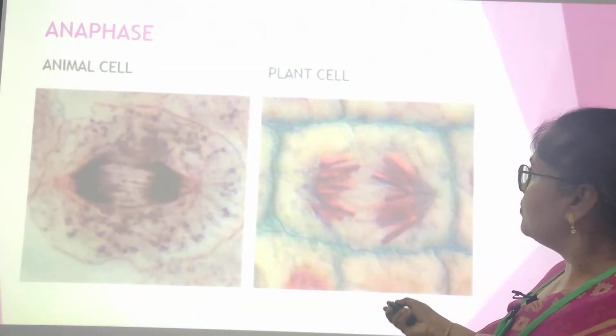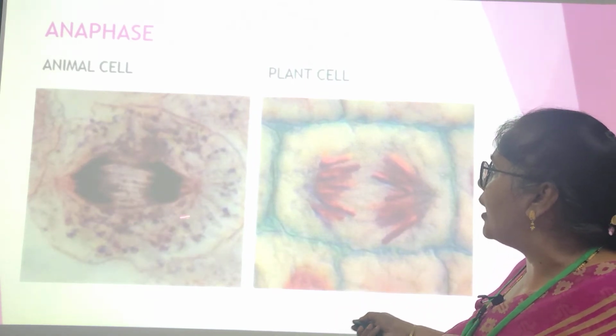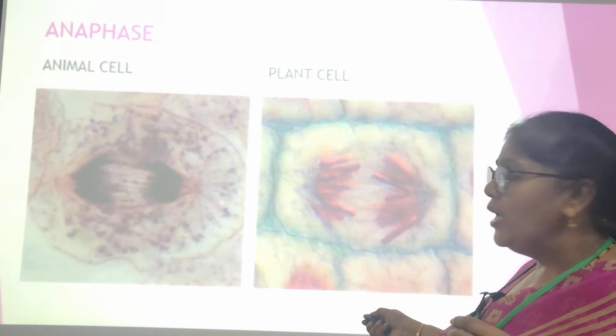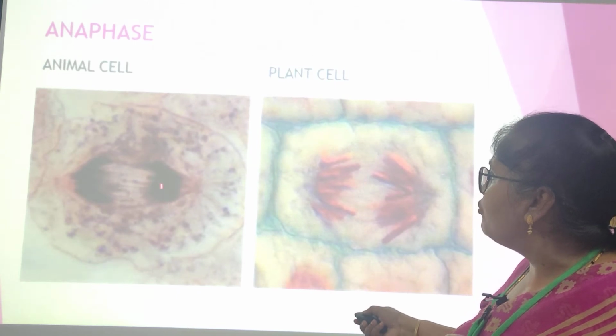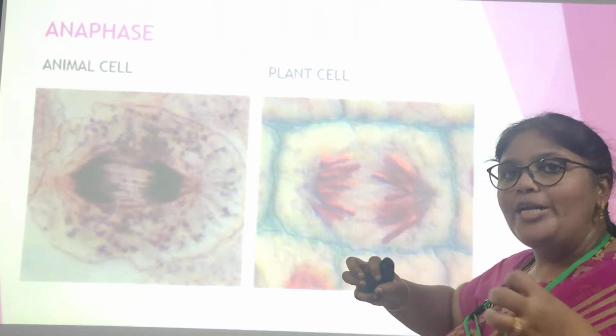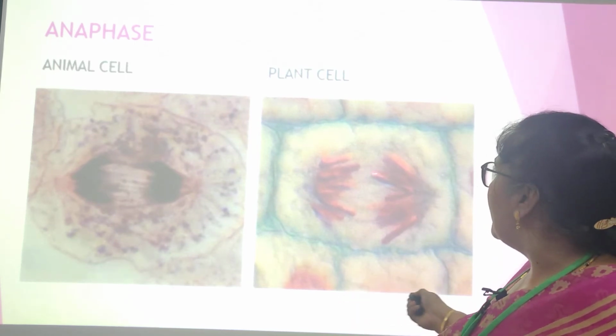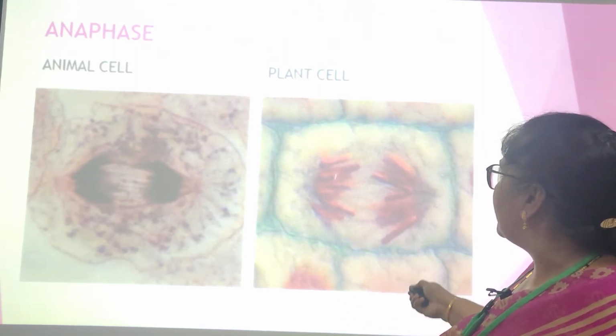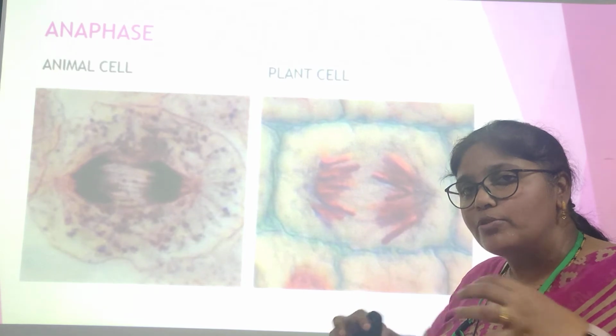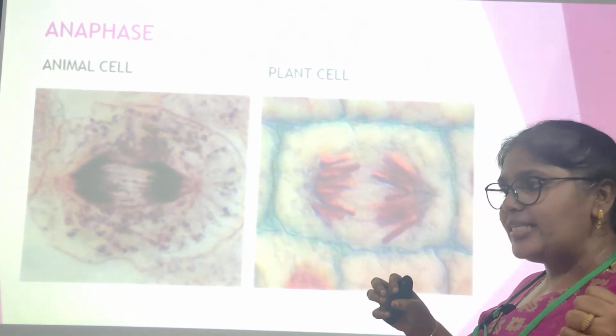Next. So this is how a photomicrograph of an anaphase stage looks. You can see here two clusters of chromosomes just being pulled apart to two poles or two corners. This is in the animal cell and this is in the plant cell. You can see a group of chromosomes being pulled to either side. Next.